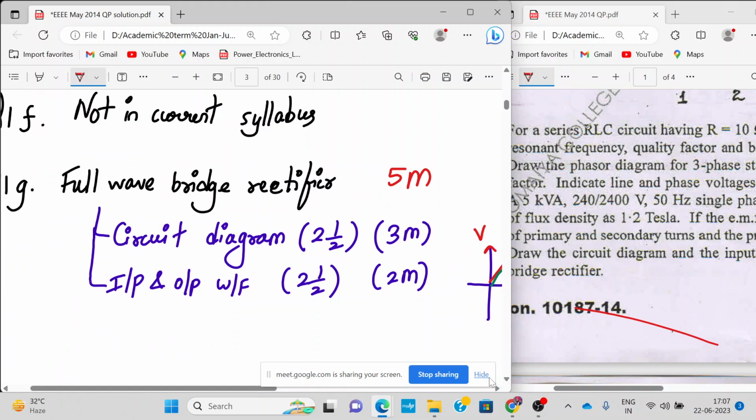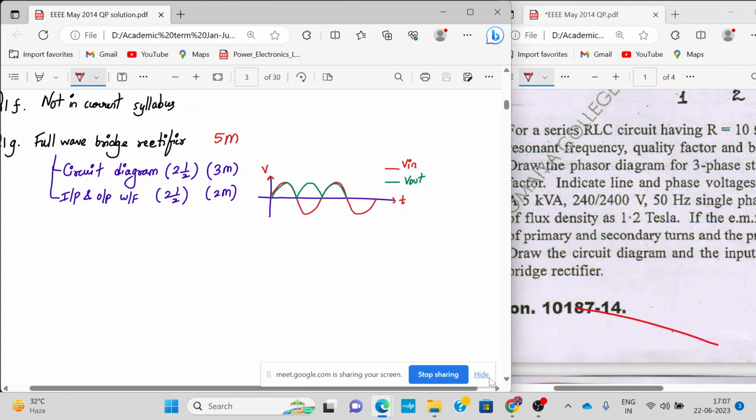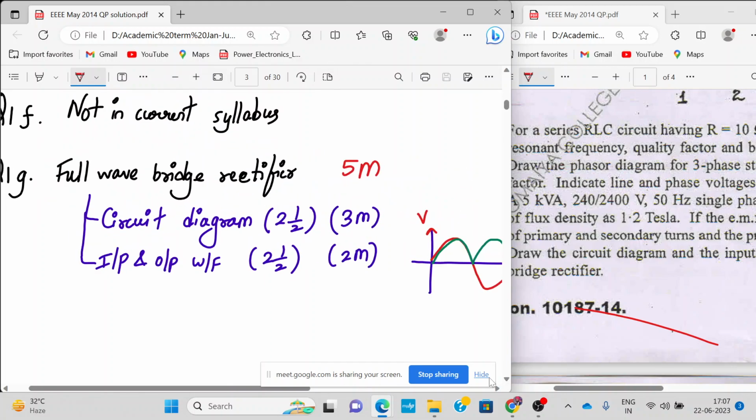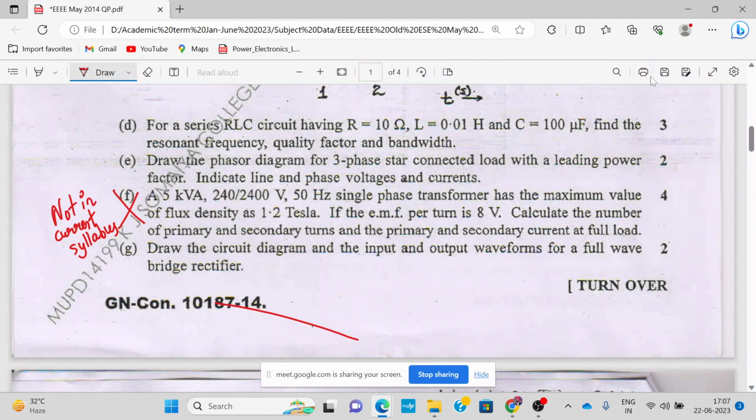Similarly, if you draw the diagram, you will get your particular marks. Any doubts, or anything else? If you want to ask, you can ask now. How much to write, what not to write, you can ask. Or else I'll proceed. Okay.